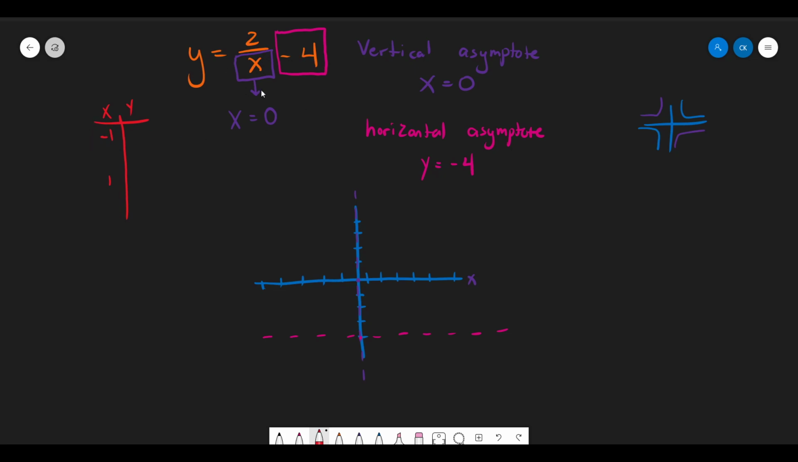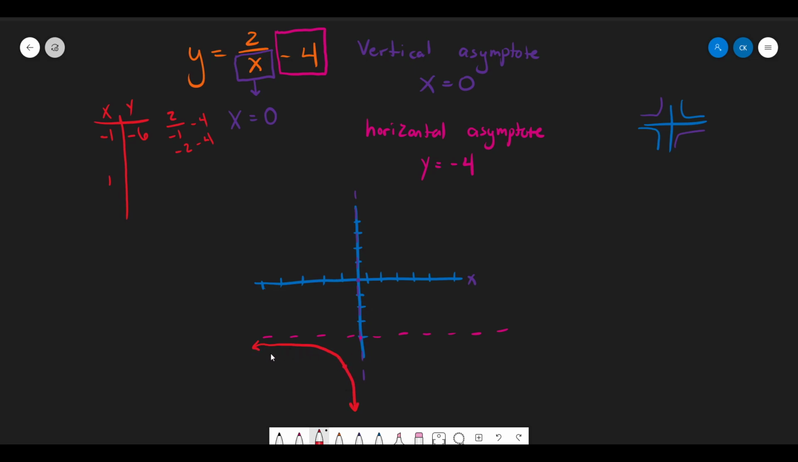So I'm going to take the negative 1 and plug it in here. So I get 2 over negative 1 minus 4. Well, 2 over negative 1 is negative 2, and negative 2 minus 4 is negative 6. So I would have the point negative 1, negative 6, which is all the way down here. So that's going to tell me that, seeing as my point is this way, my curve is going to be on this side. I'm going to get closer and closer to both of those asymptotes, but I'm never going to cross them.